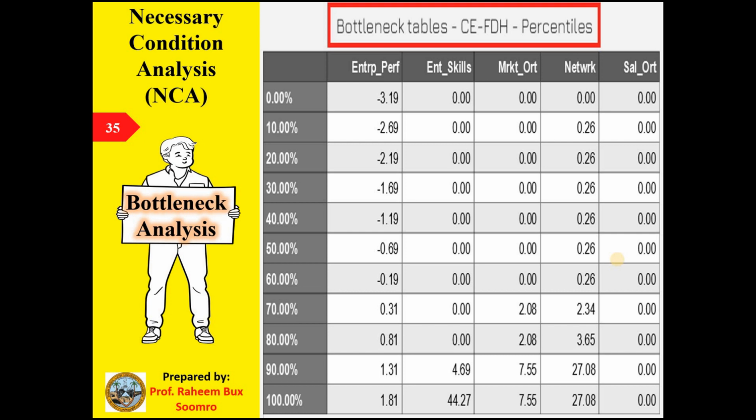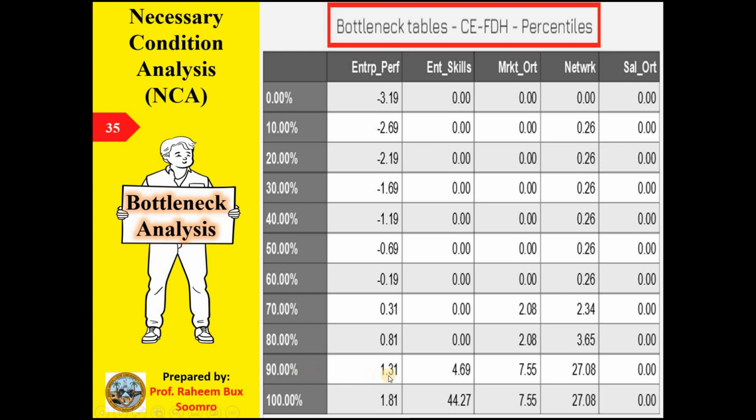Then you are looking here at the network bottleneck CE-FDH percentiles. These are the percentages. For example, if you want to improve 70% of your entrepreneurial performance, then entrepreneurial skill is not necessary, but market orientation 2%, and the network is at 2.34%. While in the case of sales orientation, you're looking at all zeros, because it is a negative relationship as well as non-significant. So that's why it's not applicable.